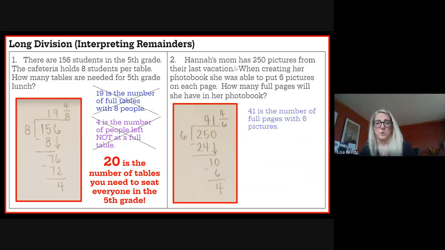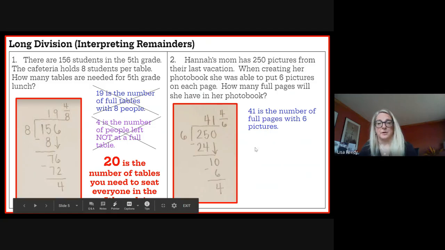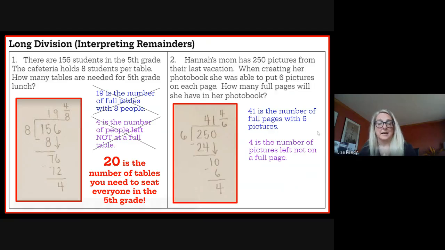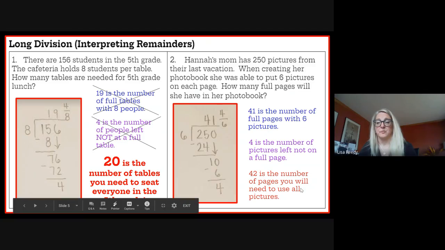First choice is 41. 41 is the number of full pages with 6 pictures. That's one choice. What does the remainder represent? 4 is the number of pictures left not on a full page. Or we could have 42, which is the number of pages you will need to use all pictures. Okay? So which one of these is actually answering the question?